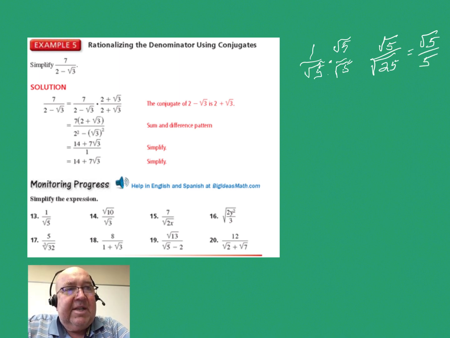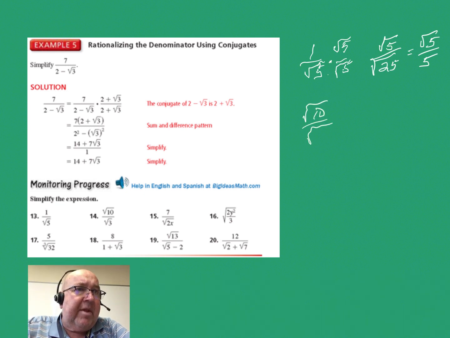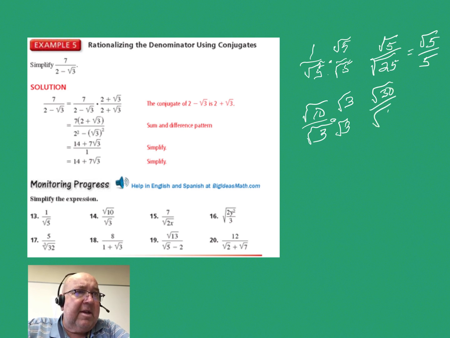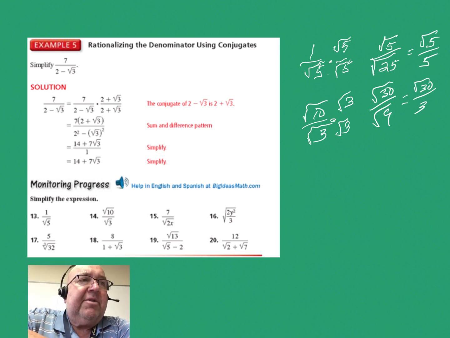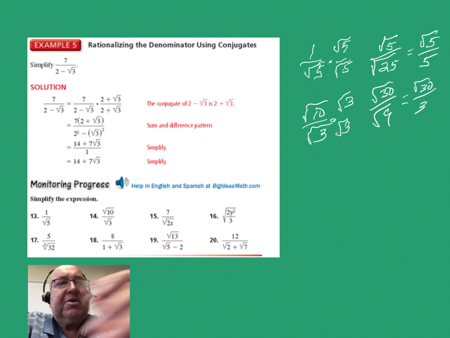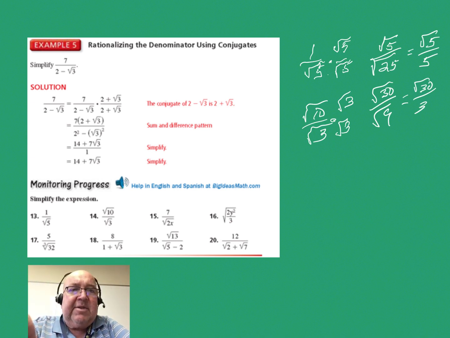Looking at number 14, radical 10 over radical 3. Again, we're going to multiply by a symbol of 1, radical 3 over radical 3. On top, 3 times 10 is 30, so I get radical 30 over radical 9, and then I can simplify that to radical 30 over 3. Do a quick check: there are no squares that go into 30, so I can go on.